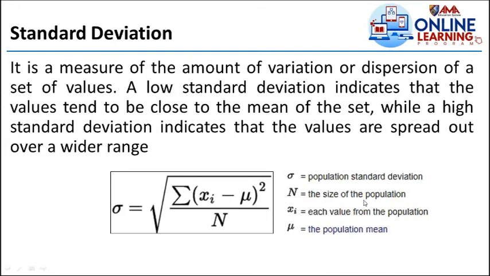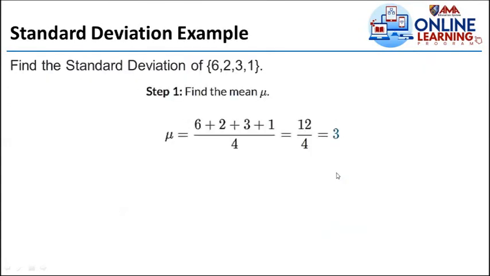N is the size of the population. Xi is equal to its value from the population. Mu, that is the population mean. So, yung formula po dito is the same as the formula in arithmetic mean. Okay? So, sabi dito, find the standard deviation of 6, 2, 3, 1. Find the mean, no? 6 plus 2 plus 3 plus 1 divided by 4, which means our mu is equal to 3. So, the same formula doon sa arithmetic mean po natin.